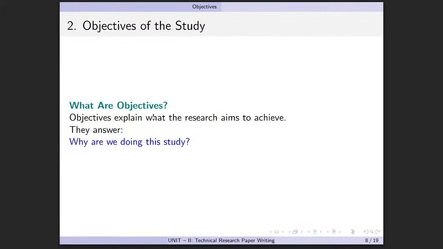Now, next section, objectives of the study. The objective is nothing but why you wanted to do this research. Why do I want to do this research? Because many of the students are facing backlogs. Many other students are getting distracted from the class. That is why I am doing this. The objective is nothing but the motivation.